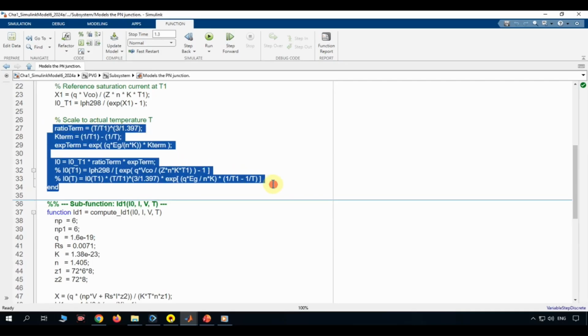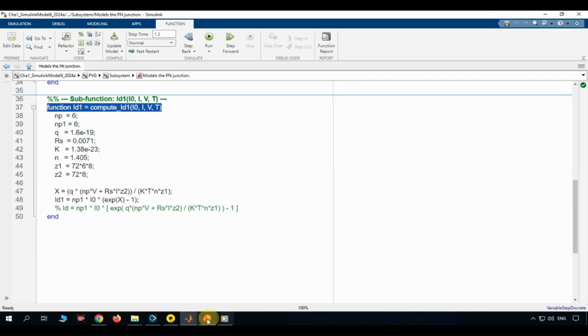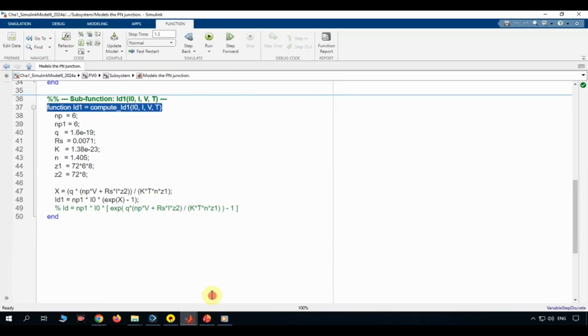After computing the saturation current, the model calculates the diode current using the Shockley diode equation. The exponential term is responsible for the nonlinear behavior of photovoltaic cells. At low voltages, the diode current is almost zero. As the voltage increases, the diode current rises exponentially.